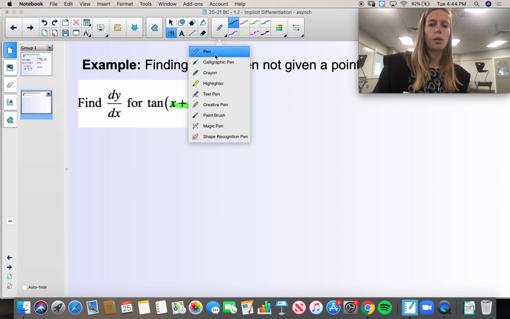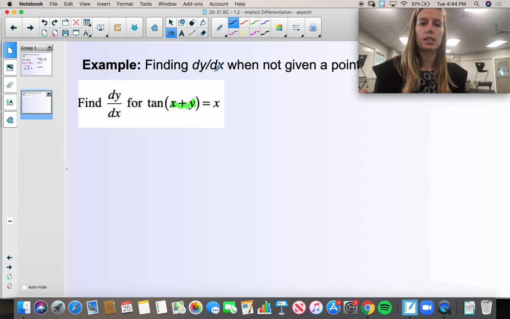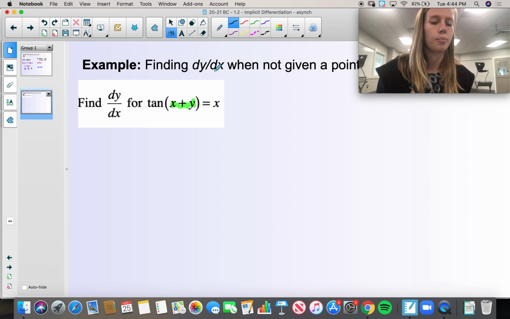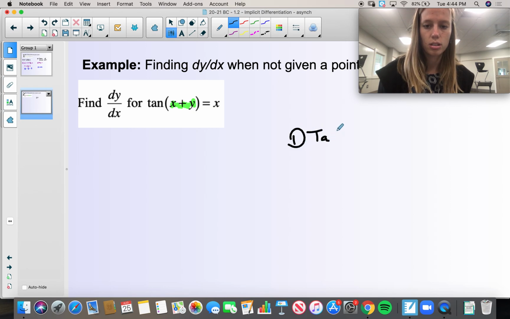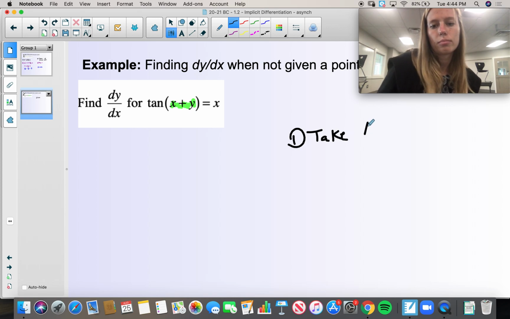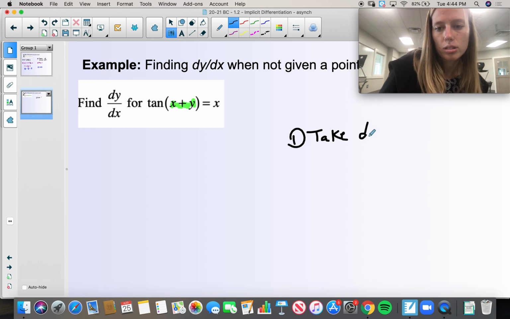All right, my first step when I'm doing this is going to be to take the derivative of both sides. So it starts the exact same. The first thing that we're doing is going to be to take the derivative.